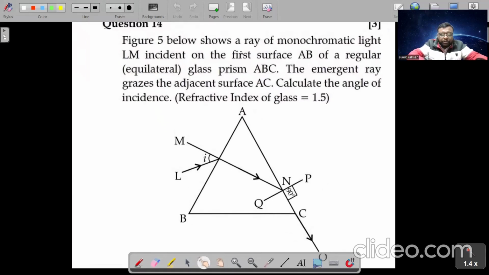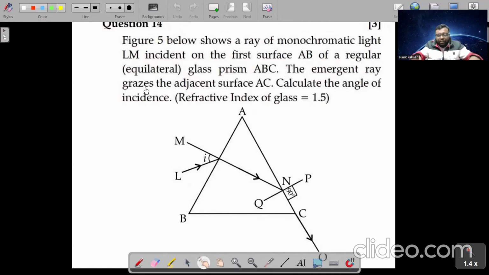The figure below shows a ray of monochromatic light LM incident on the first surface AB of a regular equilateral glass prism. Here this word is important. This is equilateral glass prism ABC, and the emergent ray grazes the adjacent surface AC. You can see in the figure, this is surface AC, and you have to calculate the angle of incidence. Refractive index of glass is given 1.5. There are two mediums, one is air and another is glass.